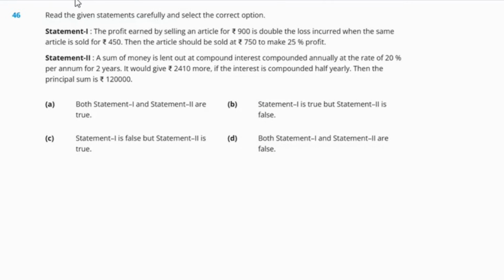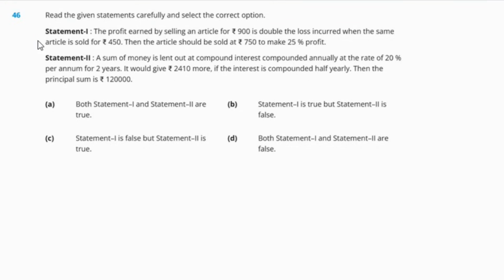Okay, students. So now we have question number 46. From question number 46 to question number 50, we have the achiever section and each question carries 3 marks. Now the 46th question says that we need to go through the statements and give the answer accordingly, like whichever statement is correct and whichever statement is wrong.